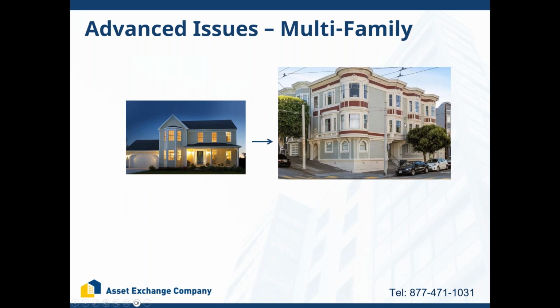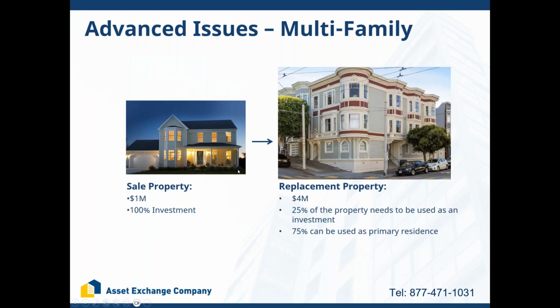You can do the same thing with a bigger building, right? You can sell your rental property for $1 million. You could buy a $4 million property, and as long as you rent out 25% of that $4 million property, you can live in the other 75%. So what you just need to do is make sure that you're satisfying your exchange requirement, right? You sold investment property for $1 million. Are you buying $1 million worth of investment property? Well, yeah, absolutely, as long as you rent out 25% of it.